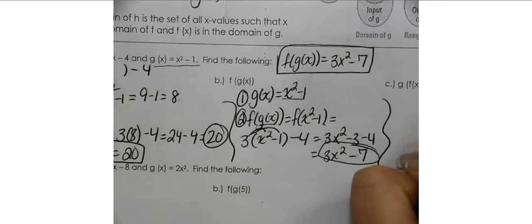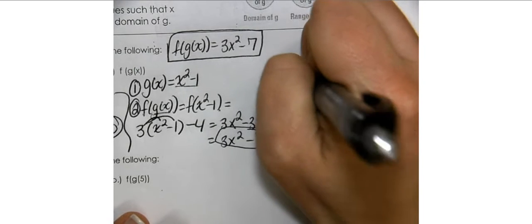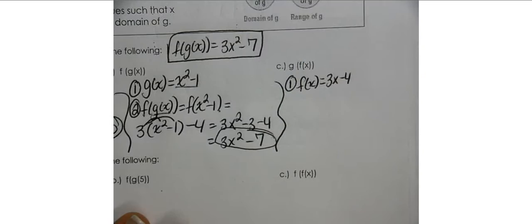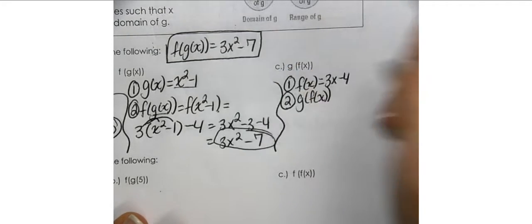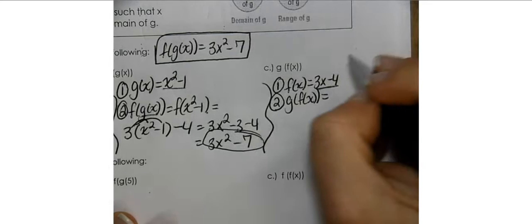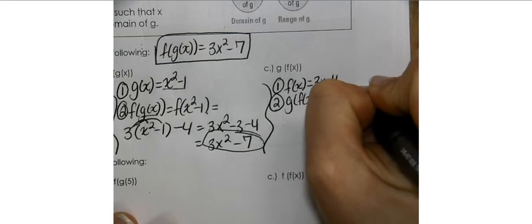And finally, we have g of f of x. So we're starting on the inside and working our way out. The first thing that we want to do is identify what f of x is. f of x is equal to 3x minus 4. Step 2, I'm going to identify what g of f of x is. So I'm going to replace f of x with 3x minus 4. So this is g of 3x minus 4.